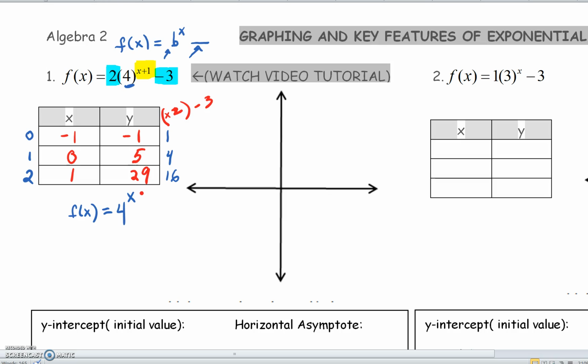So plotting these points, I'll be at negative 1, negative 1, and 0, comma 5, so 1, 2, 3, 4, 5.